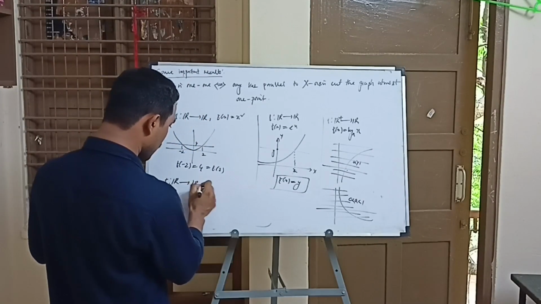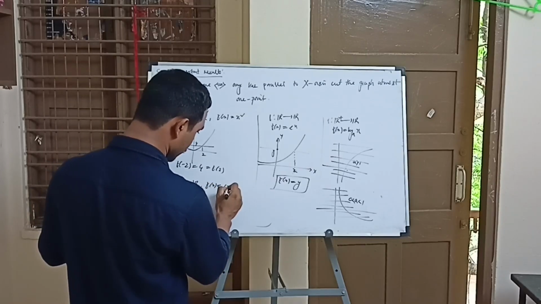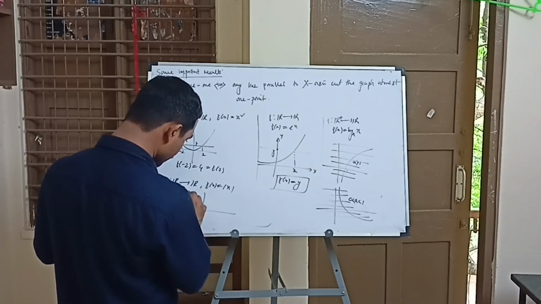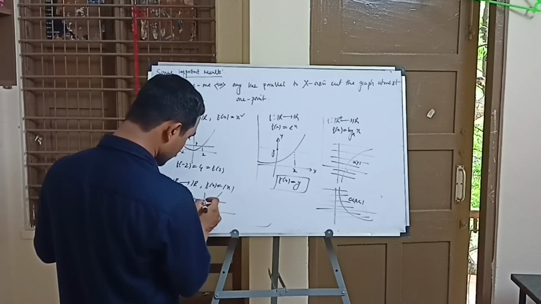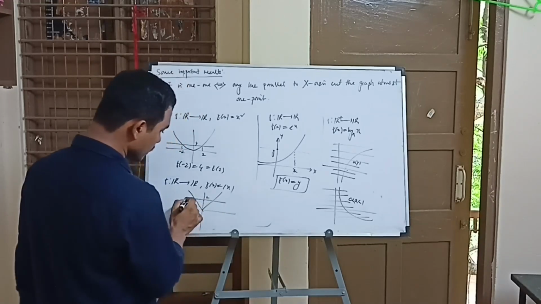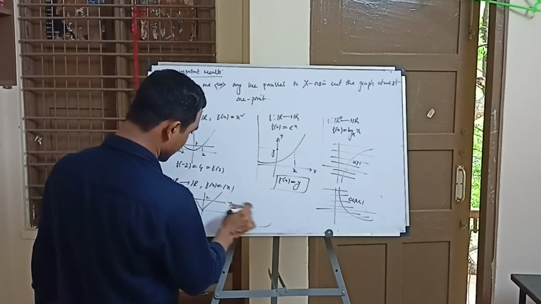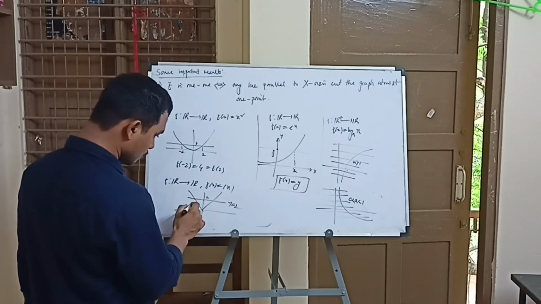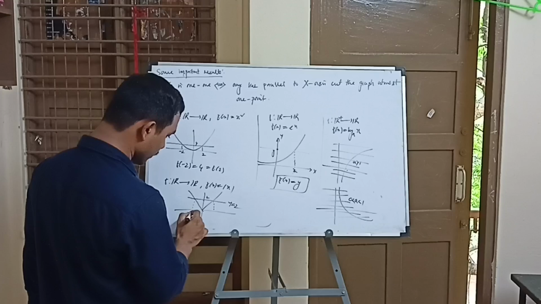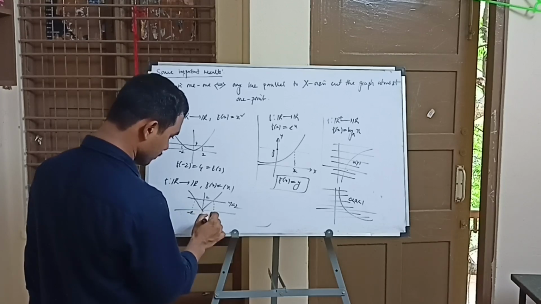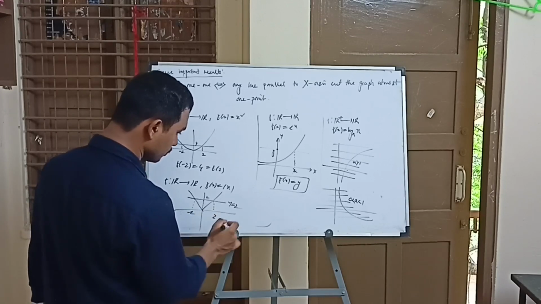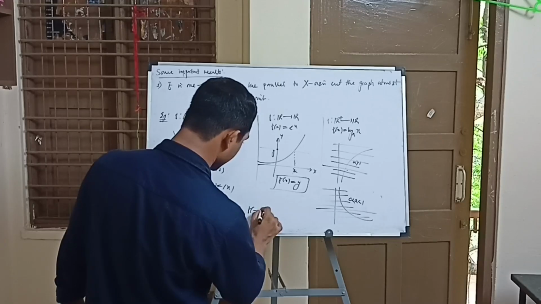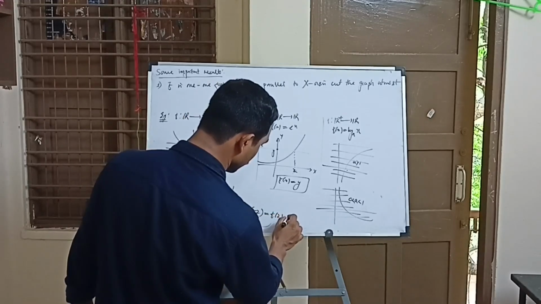Now f from R to R, f of x is mod x. This function is many-one. Why? Suppose this is the line y equal to 2. It has two pre-images, plus 2 and minus 2. That is, f of minus 2 equal to f of 2 equal to 2.